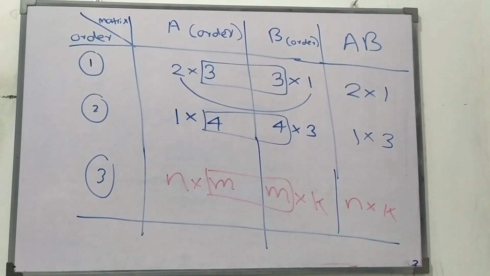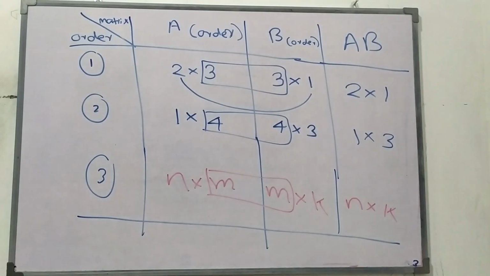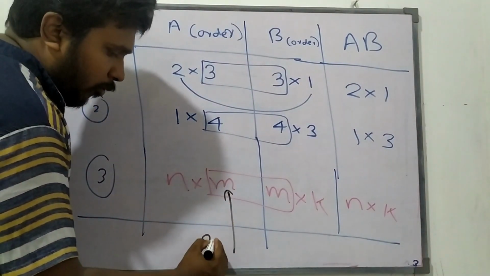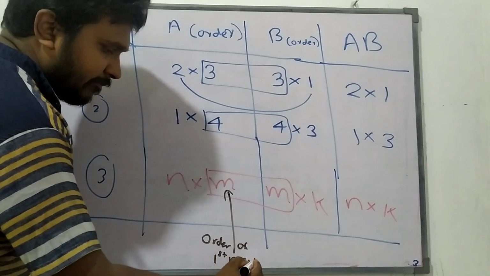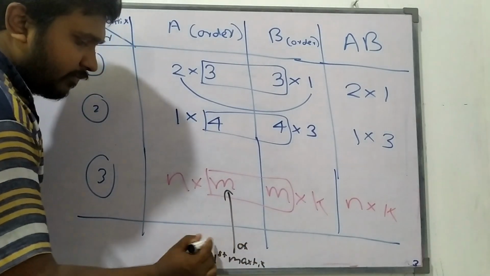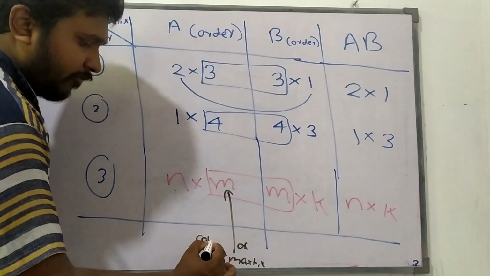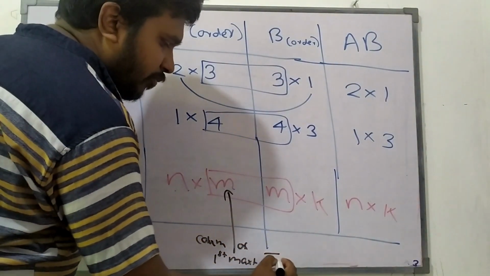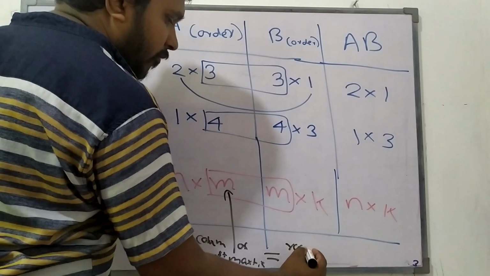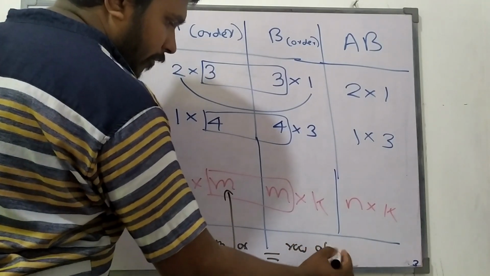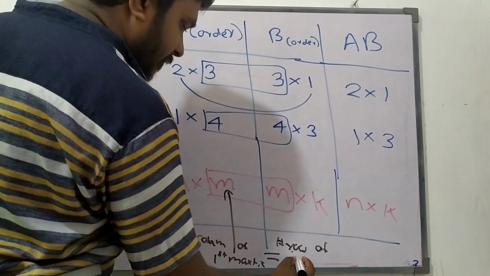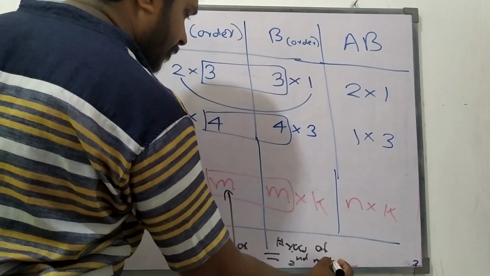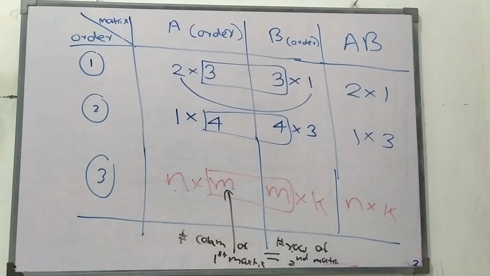Then we can learn it like the order of the first matrix. The number of columns of the first matrix should be equal to the number of rows of the second matrix. Otherwise you can't multiply two matrices.